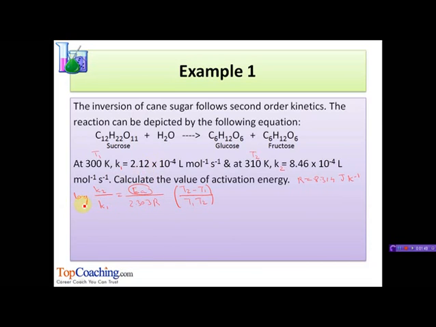So if we substitute these values in this equation, we get log of 8.46 into 10 raised to minus 4, this is K2, divided by K1, which is 2.12 into 10 raised to minus 4, is equal to EA upon 2.303 into 8.314 into T2, that is 310 minus T1, that is 300, divided by T1 into T2. Now if we solve this equation, then we find that EA is equal to 107,000 joules per mole. This is the activation energy and our final answer.